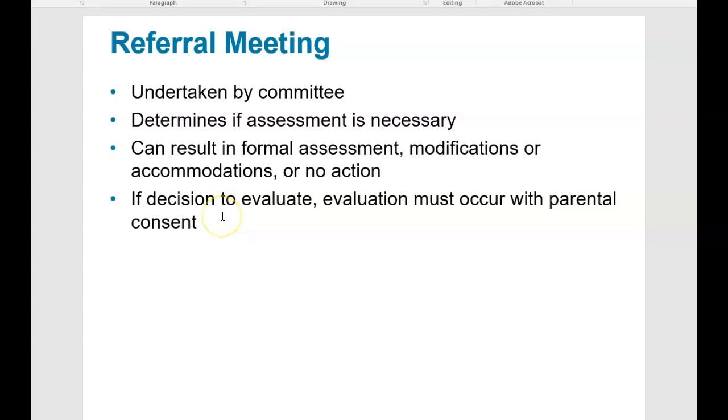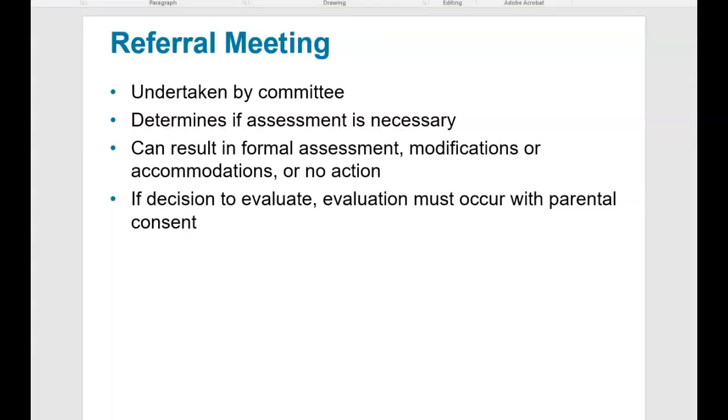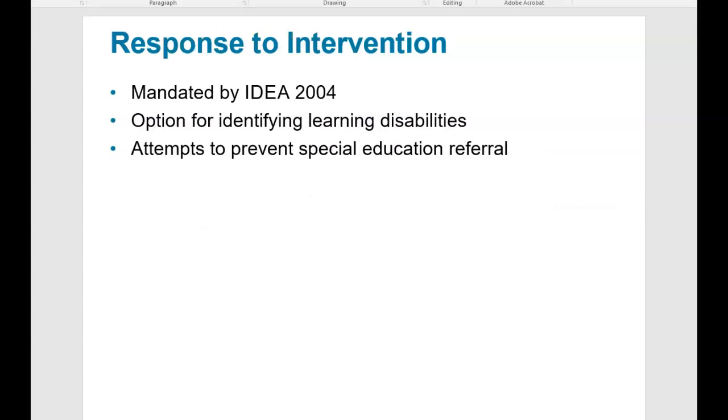And if there is a decision to evaluate, the evaluation must occur with parental consent. You really want to make sure the parents are involved in this whole entire process because you would hate to go through the whole process and somehow test a student without parental consent and then say, hey, guess what? Your student qualified as having a learning disability. We would like to provide them with special education services. And the parent might say, no thanks, I'm good. I didn't even know this was happening. So make sure the parents are involved.